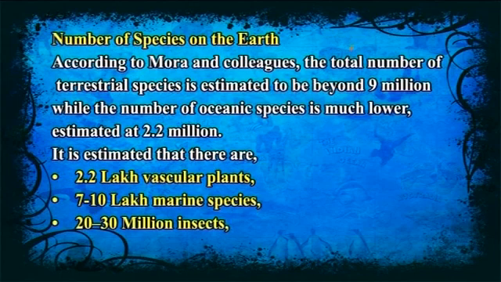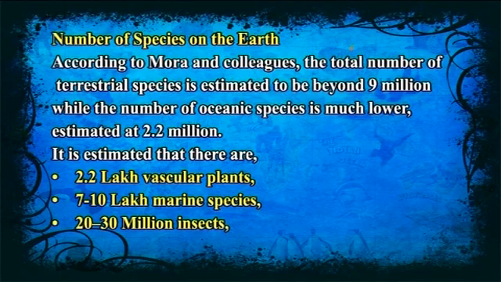A number of species you can see on the earth. According to Mora and colleagues, the total number of terrestrial species is estimated to be beyond 9 million, while the number of ocean species is much lower, estimated at around 2 million.